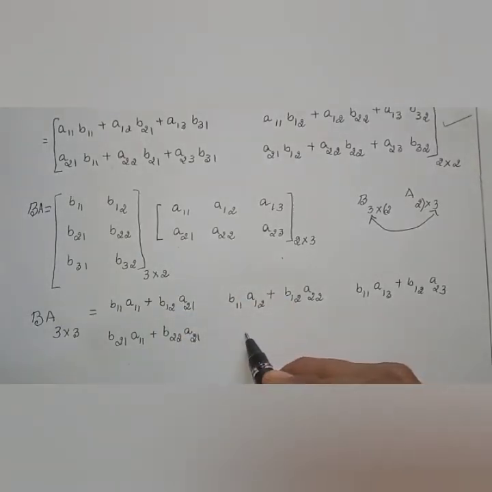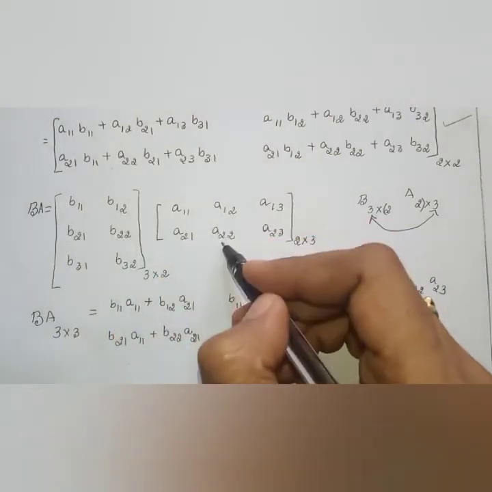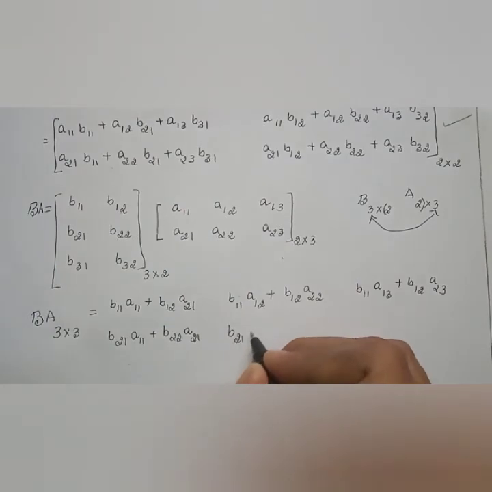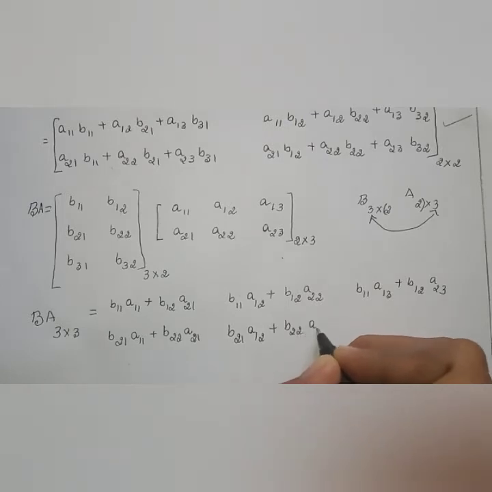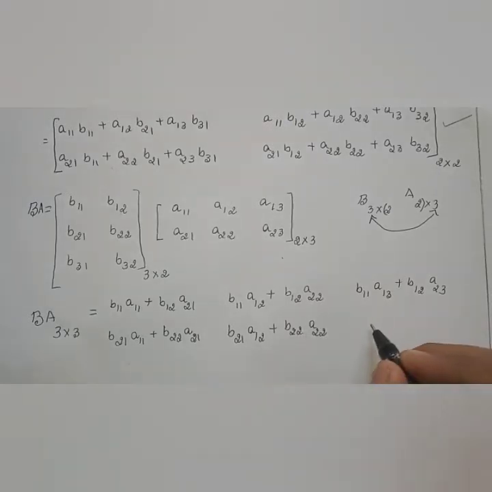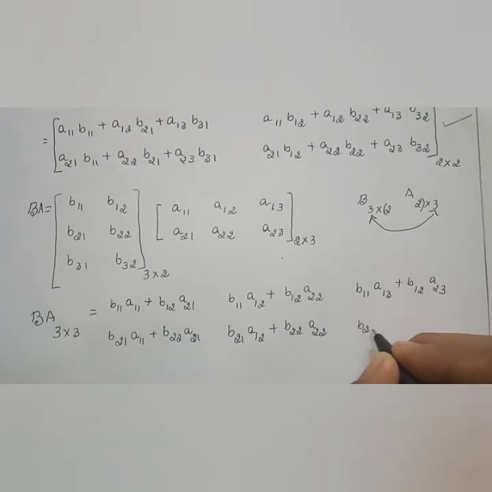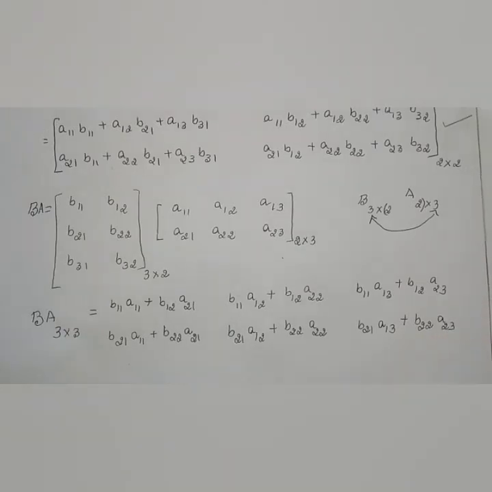Next, second row, second column. So B21 into A12 plus B22 into A22. Next, this is second row, third column. So B21 into A13 plus B22 into A23.